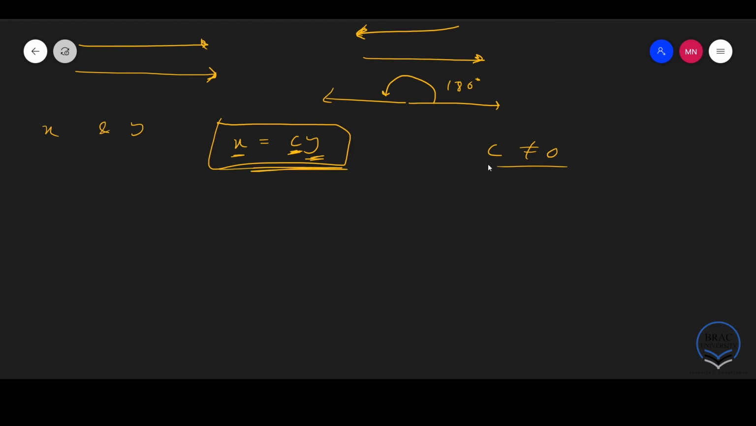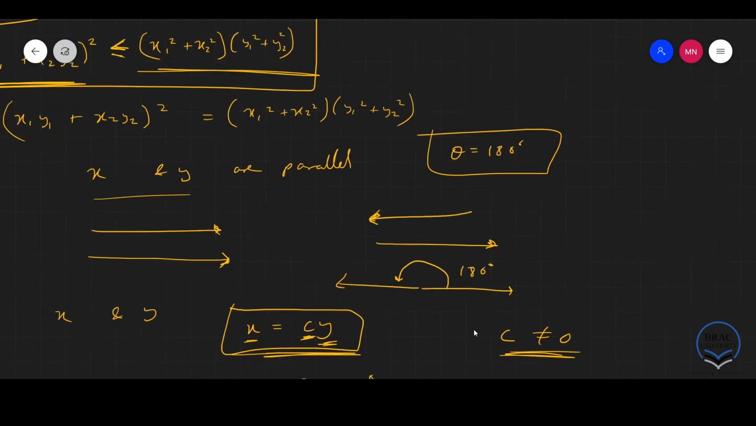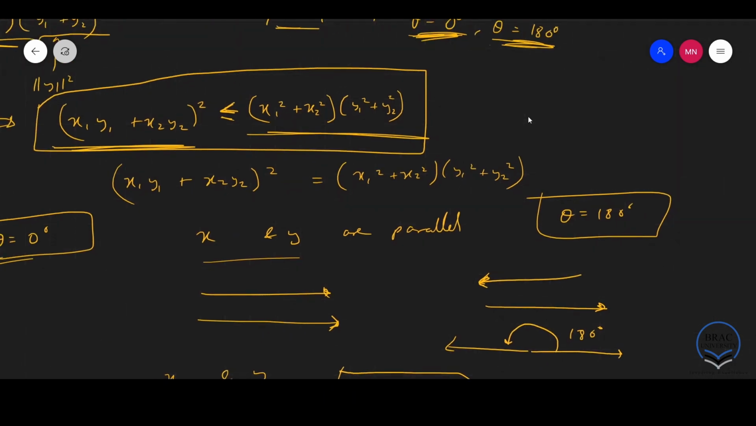If x is equal to c y for some non-zero constant c, then theta will be equal to 0 degrees or theta will be equal to 180 degrees, right? And in this case, the magnitude of cosine of theta will be equal to 1. And our equality holds for these cases, right? So the inequality that we have just proven, this inequality here, is our Cauchy-Schwarz inequality. This is known as the Cauchy-Schwarz inequality.